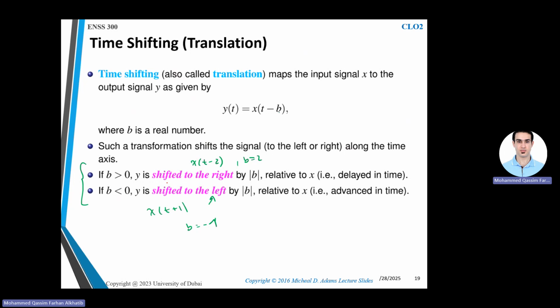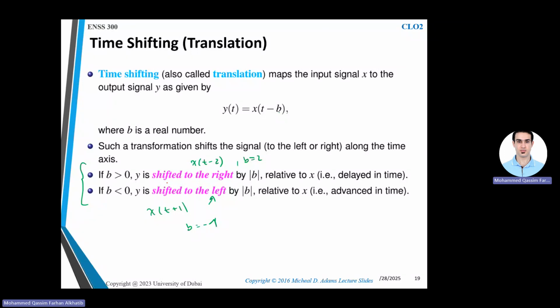Okay, so time shifting, which is also known as translation, maps the input signal to the output signal, where B is a real number. We already mentioned that. Such a transformation shifts the signal left or right along the time axis. If B is larger than 0, shift to the right by the absolute value of B. So that's what you call a signal delay. If you shift to the left by using plus, if B is less than 0 relative to X, then advance in time.